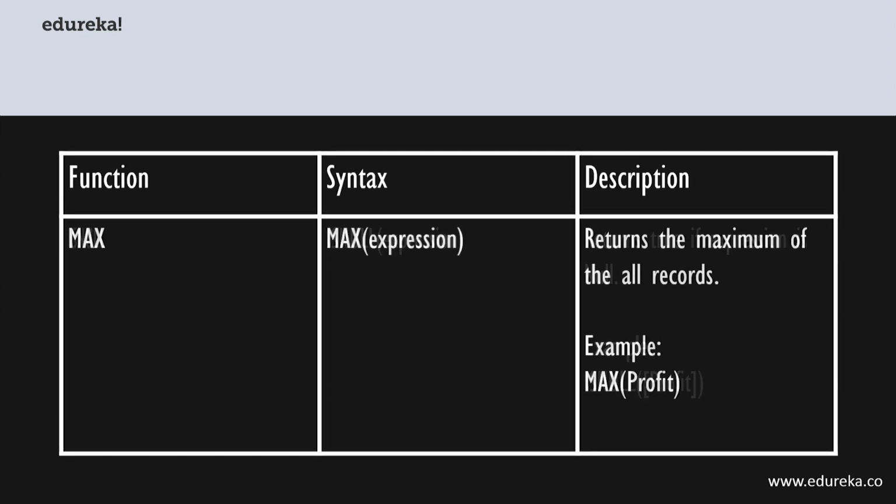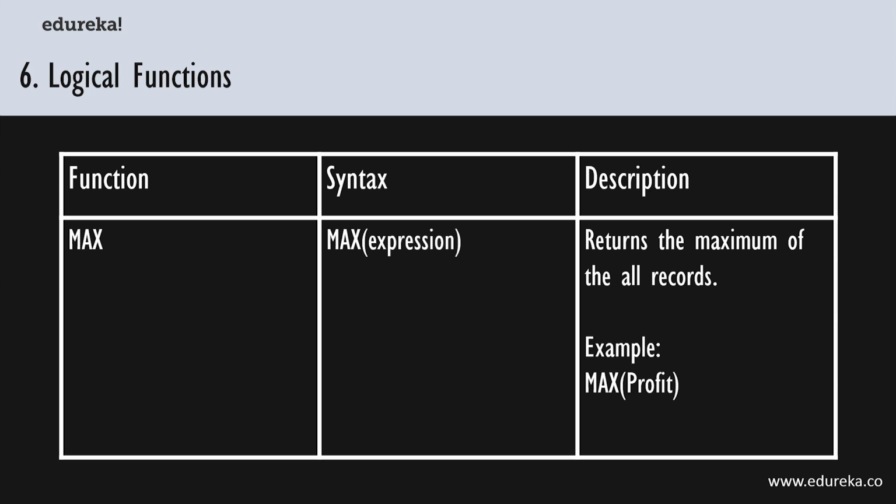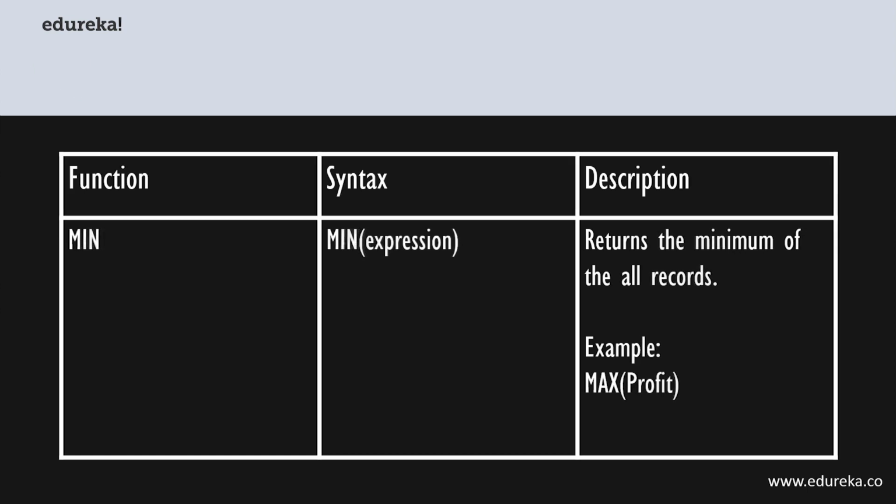Then we have max, which we have discussed many times before. It returns the maximum of all the records or the maximum of 2 expressions for each record. Then we have min, which does just the opposite. It returns the minimum of all records or the minimum of 2 records.